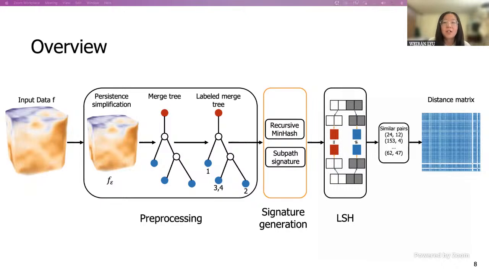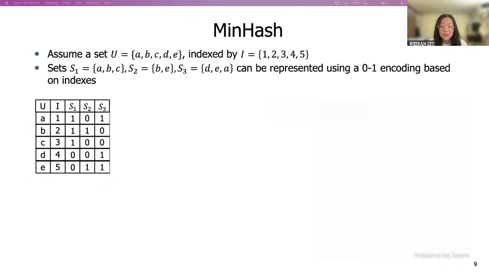We want to convert a merge tree structure into an LSH structure. So our new methods are based on a hashing technique called min hash. Assume we have a set with 5 elements, A, B, C, D, E, which can be indexed from 1 to 5. Given 3 sets, S1, S2, and S3, we can represent them using a 0-1 encoding, such as S1 can be represented as 11100, and S2 can be 01001, and so on.